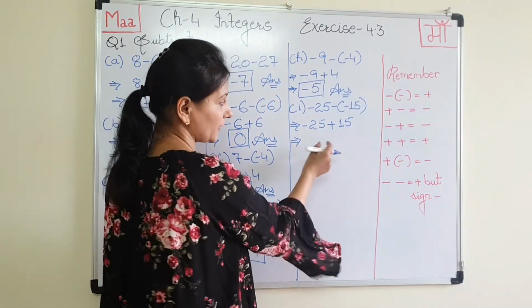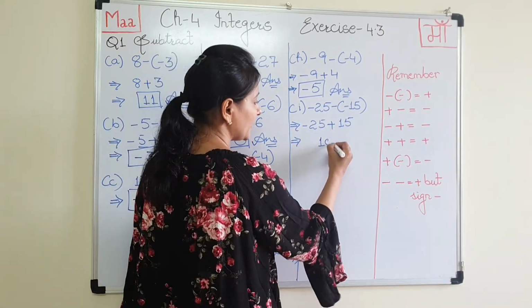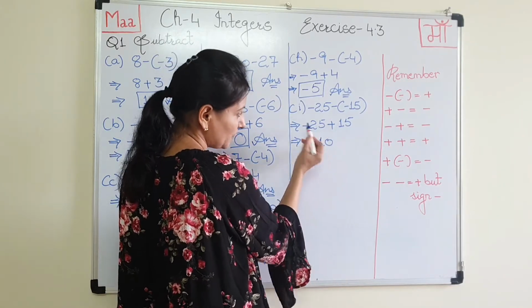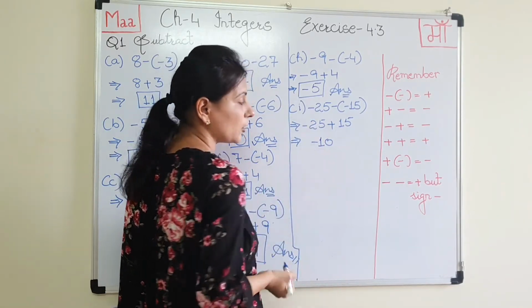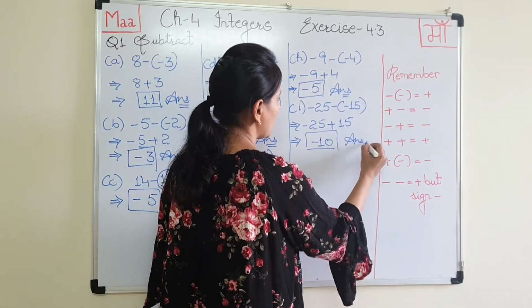So you have to subtract here. 25 में से आप 15 को subtract करिए. After subtracting you will get number 10. Now which number is greater? 25 is greater and before 25 is minus sign. So we will also put here minus sign. So this minus 10 is your answer.